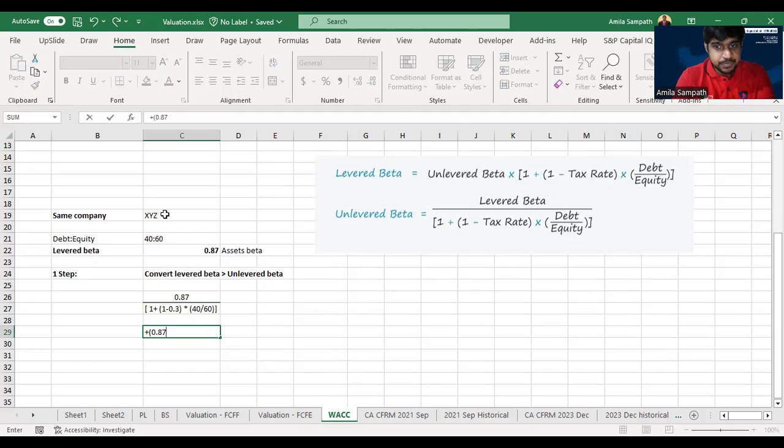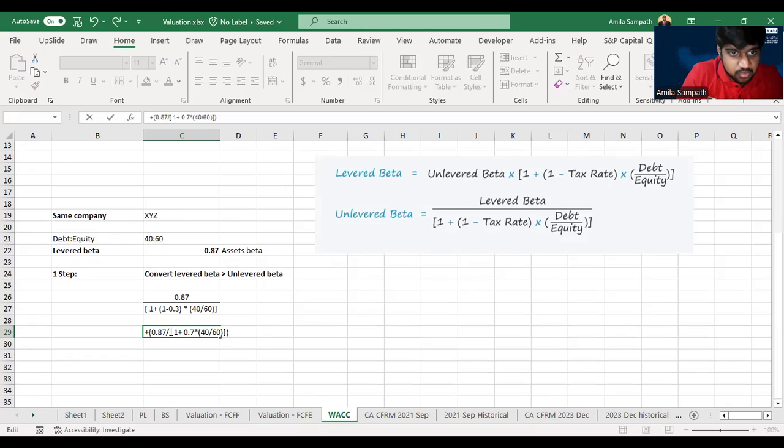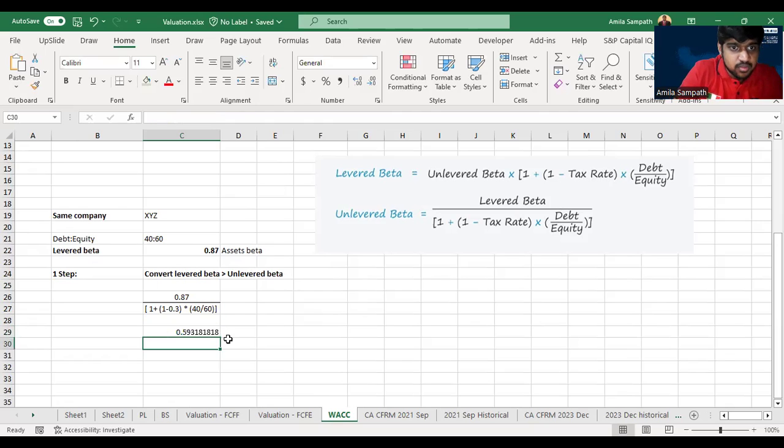0.87 divided by 1 plus (1 minus 0.3, which is 0.7) multiplied by our debt to equity ratio of 40 to 60. Then we can get our unlevered beta as 0.59.